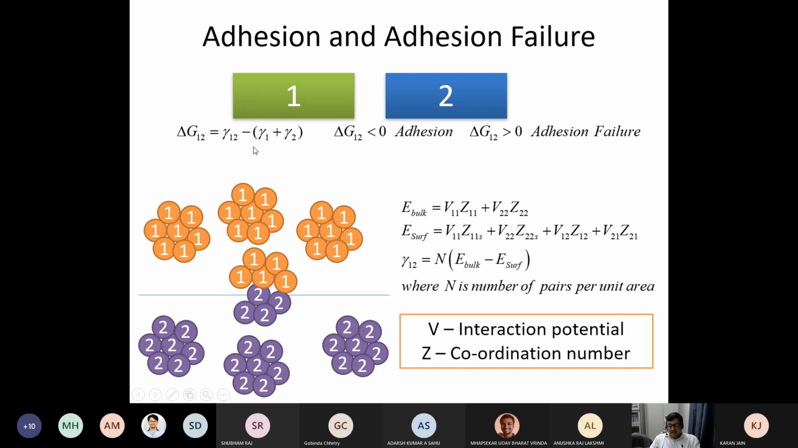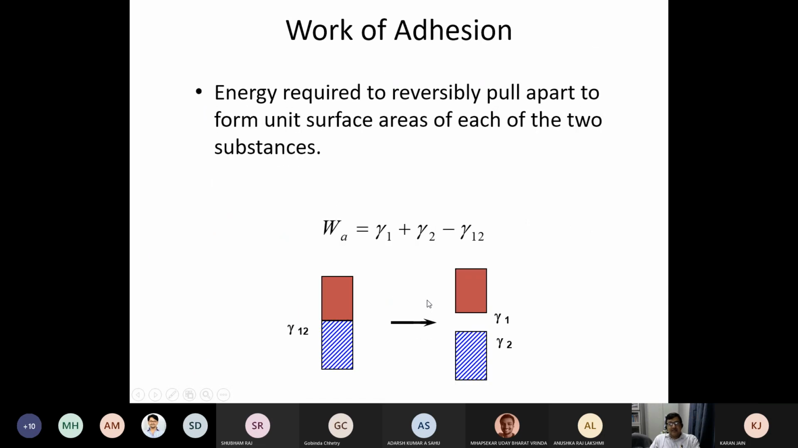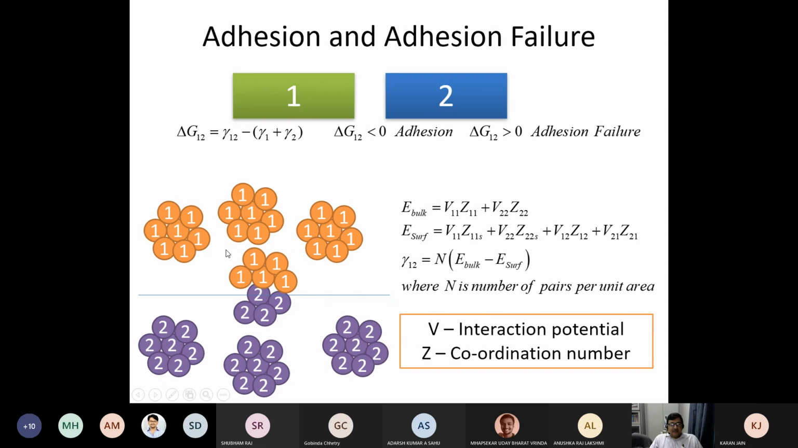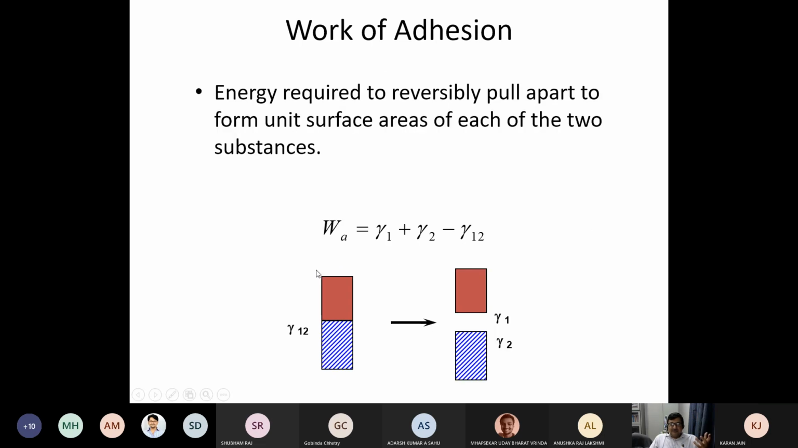By the way, what is gamma here? This gamma is called the surface energy, the excess surface energy per unit area, or the surface tension. Energy per unit area means joule per meter square, that means Newton meter per meter square, that means Newton per meter. Correct? Which is the unit of surface tension, Newton per meter, right? So whatever we are writing here, this is the surface energy: gamma 1 and gamma 2 and gamma 1,2.